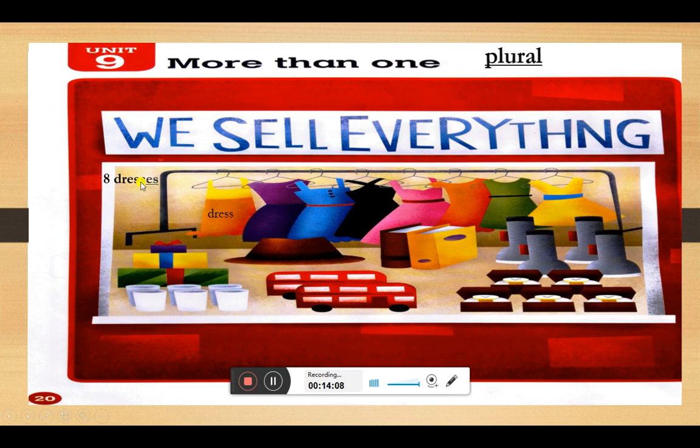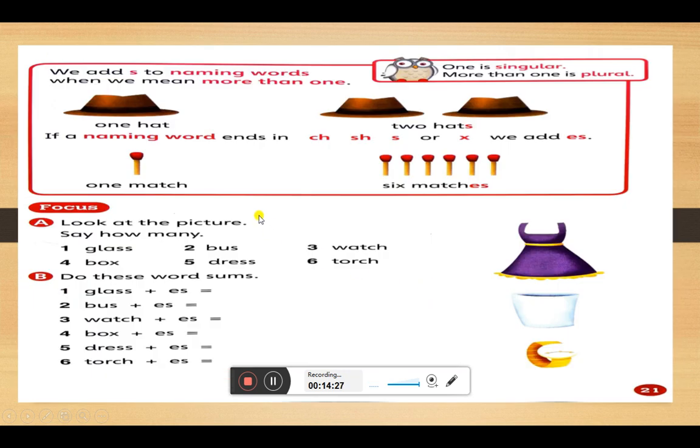8 dresses. And also we can see a hat. We can see 2 buses. We can see glasses, torches, watches. Okay, let's move to page 21. Here we have the rule of making the plural. So if we are talking about only one thing, one is singular. And if we're talking about more than one, we're talking about the plural.